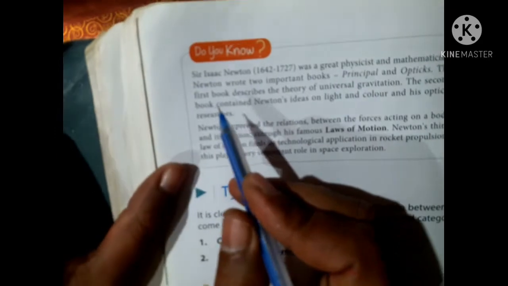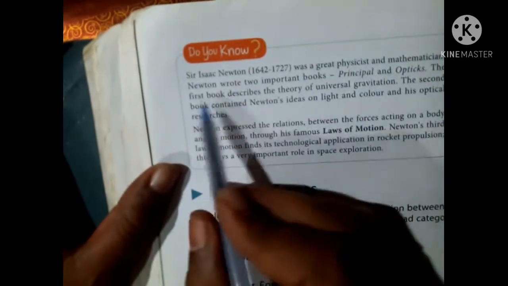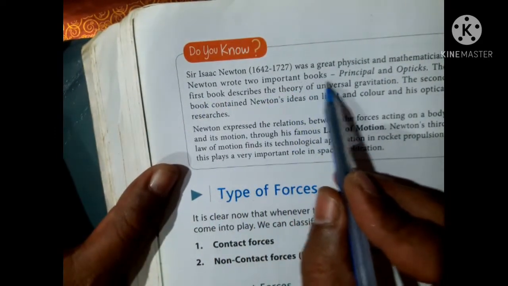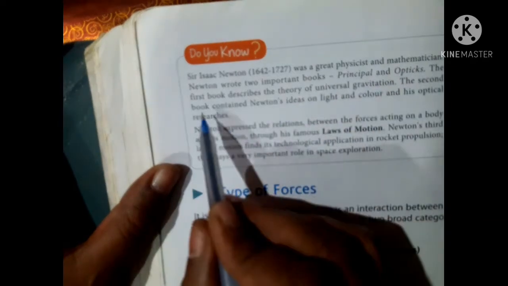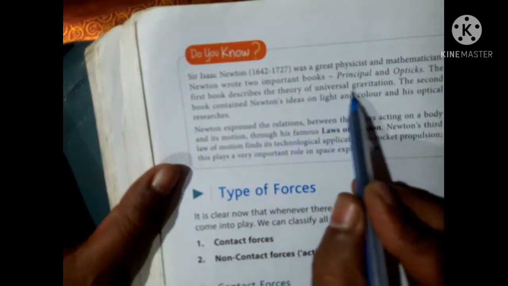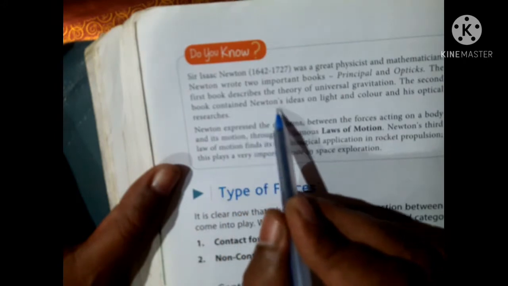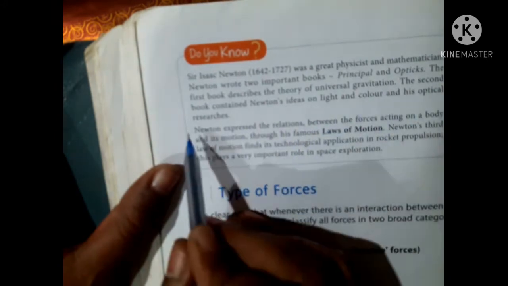Now next thing, Sir Isaac Newton was a great physicist and mathematician. Newton wrote two important books, Principia and Optics. The first book described the theory of universal gravitation. The second book contained Newton's ideas on light and color and his optical researches.